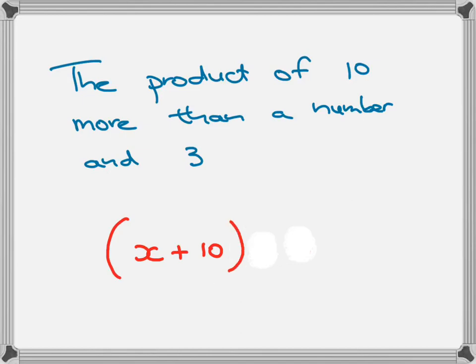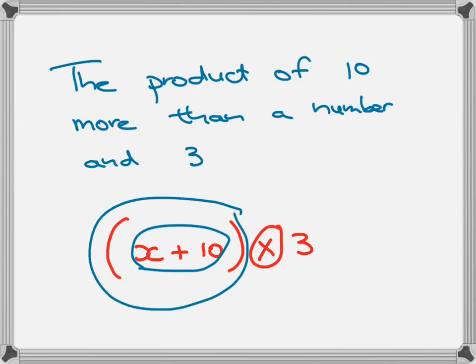We put those into brackets. Okay? And then there's a product that we want out of it. The product of that, which would be a times, and the number they asked for, 3. A product of, so there's product, 10 more than a number, and we put it into brackets, okay, and 3.